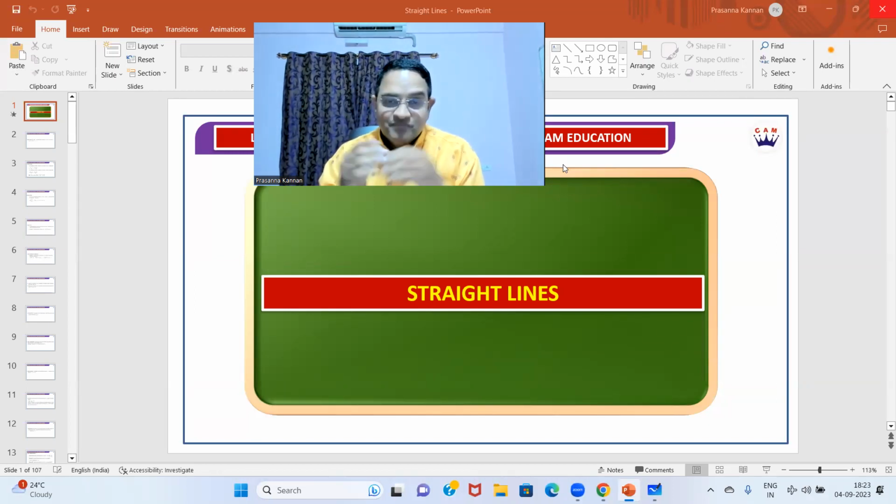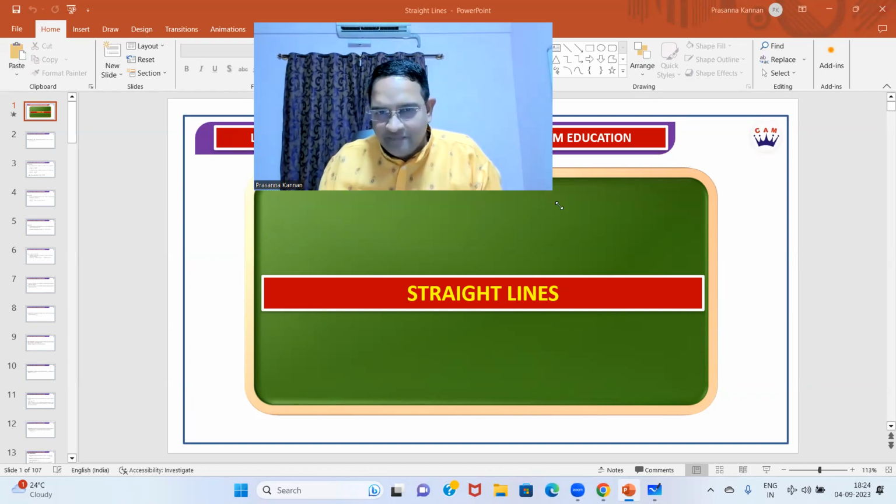Okay. In that, the basic and the foundation stuff is straight lines. So we are going to discuss that today and in the coming classes as well. So I want you to give very good importance to this unit. Okay, students. Because a lot of applications are there and it is essential that you learn it in great detail. Okay. So let's start.